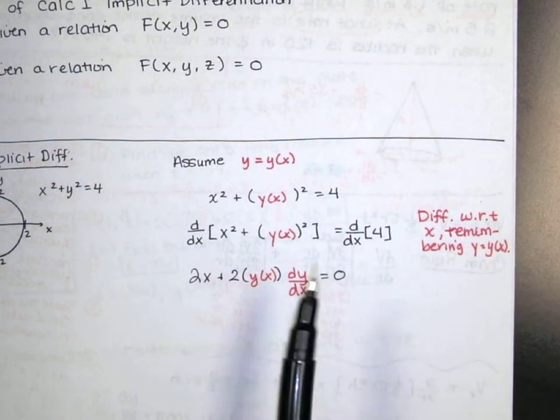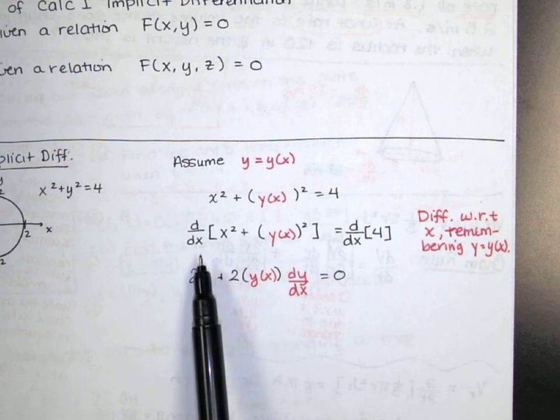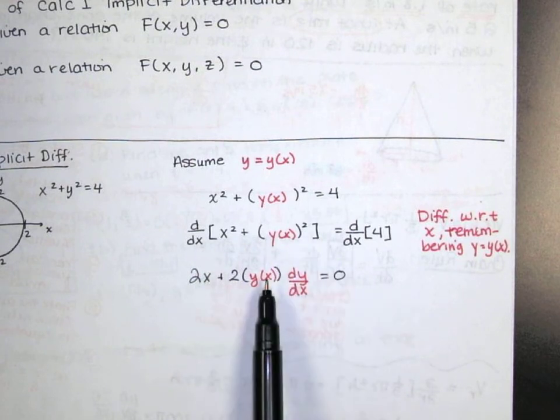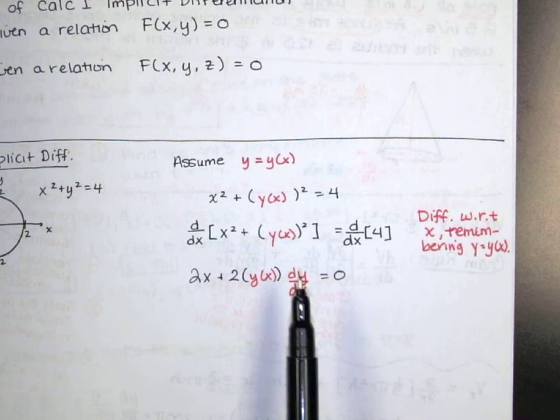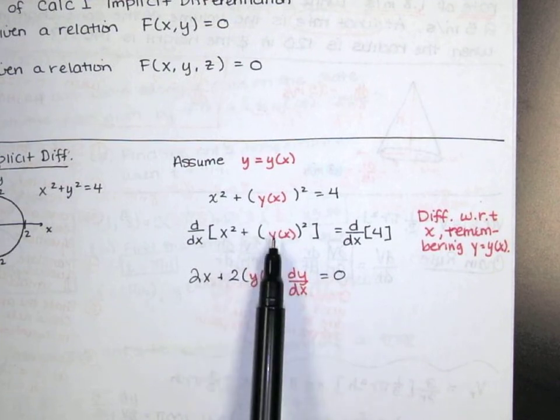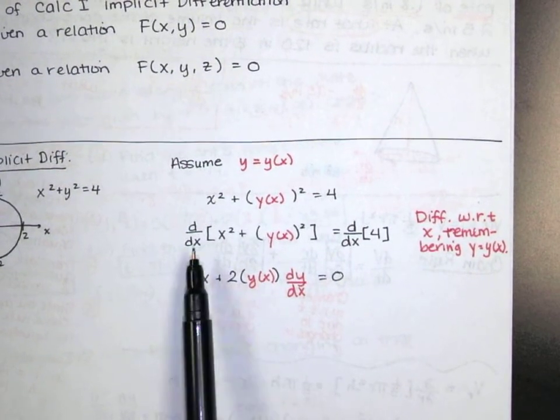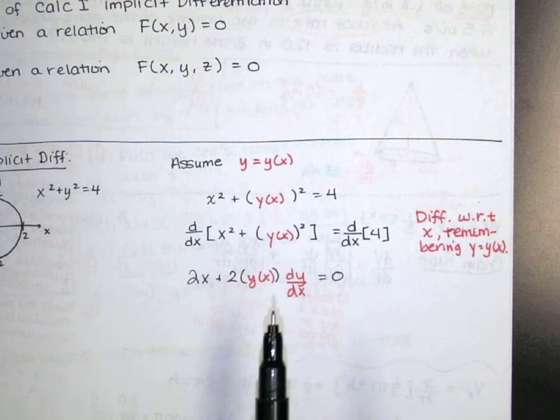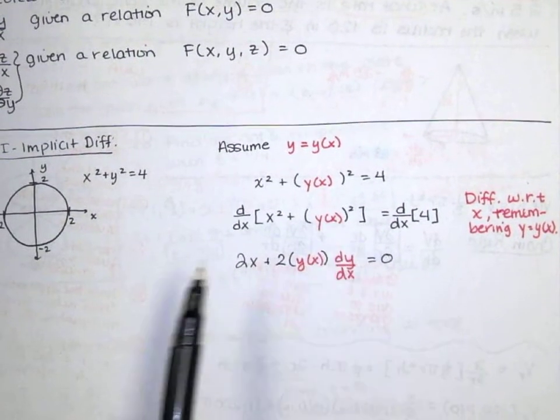Most of the time we would just say the derivative of y squared with respect to x is the derivative of y squared with respect to y, which is 2y, times dy over dx, the derivative of this variable with respect to this variable. But again, that comes from the chain rule. It's because we're remembering that y depends on x.